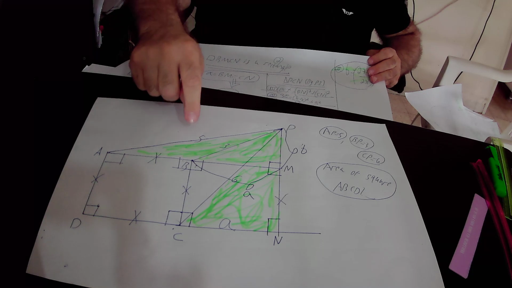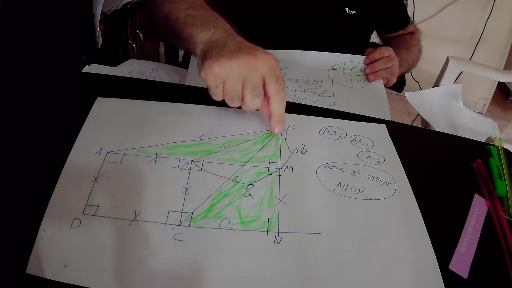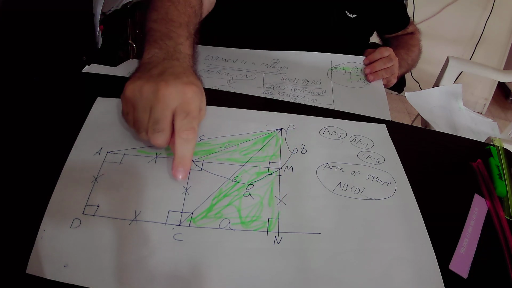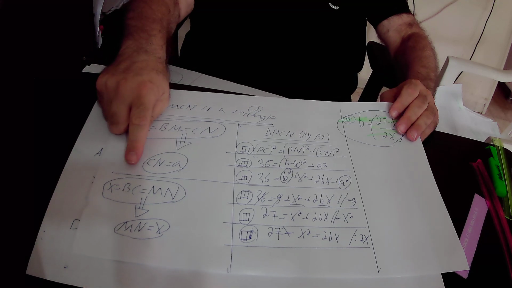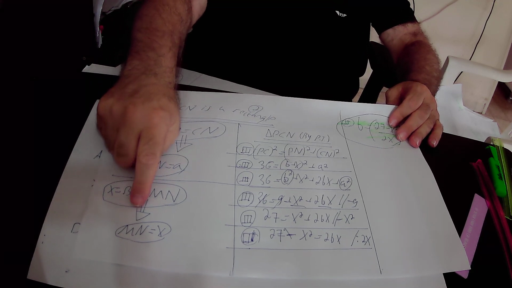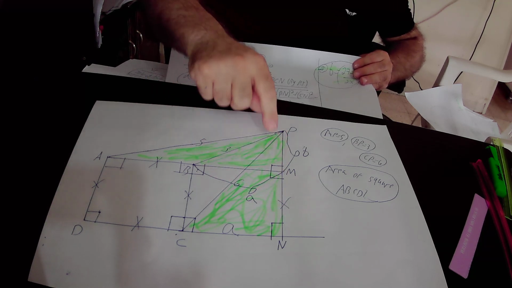Likewise, according to the same rule that the opposite sides of a rectangle are equal to each other, we get that BC equals MN. But BC equals x. So from this equation, x equals BC equals MN, we derive that MN is also equal to x. MN is also equal to x.